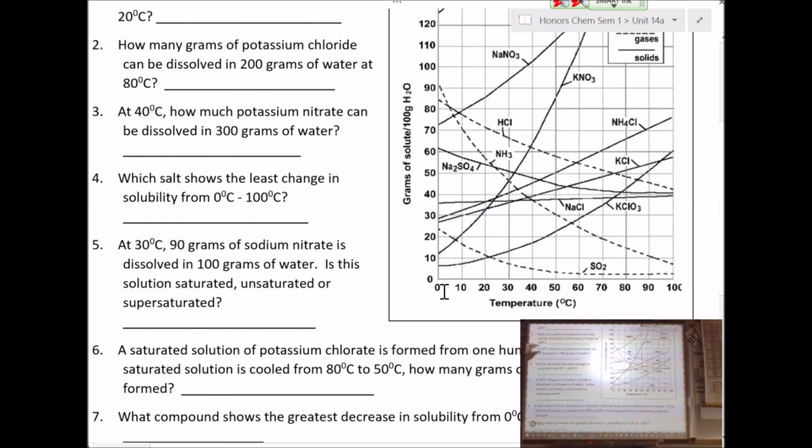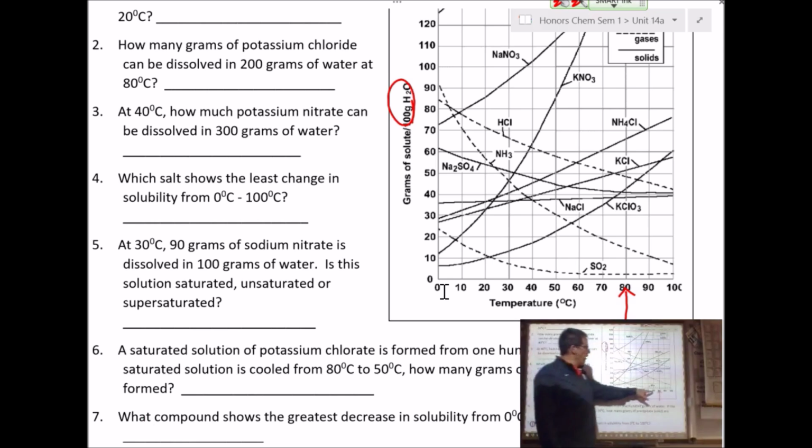And the question says, how many grams of potassium chloride can be dissolved in 200 grams of water at 80 degrees? So let's find 80 degrees, which is right there. And this is for 100 grams of water. Okay, so let's find out, first of all, how many grams of potassium chloride can be dissolved at a temperature of 80 degrees in 100 grams of water.